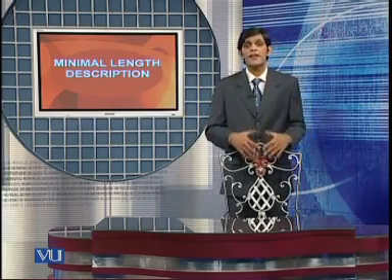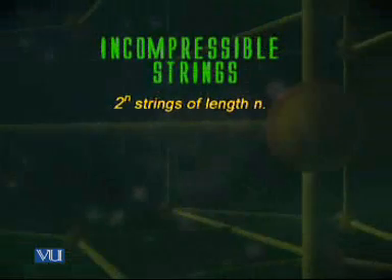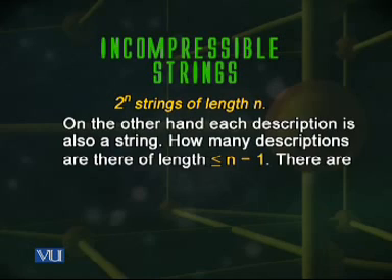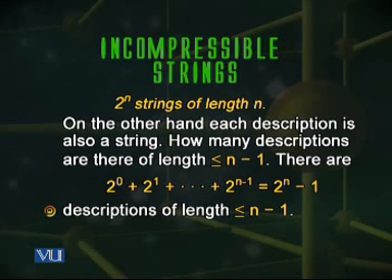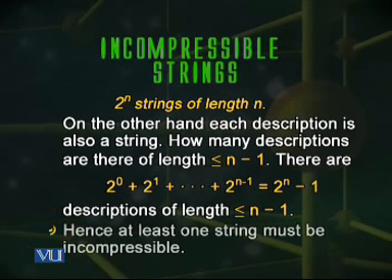The argument is, in general, as follows. We start by counting how many strings of length n there are. There are exactly 2 to the n strings of length n. On the other hand, each description is also a string. So we count how many descriptions there are of length strictly less than n. Well, there are 2 to the 0 plus 2 to the 1 plus 2 to the 2 all the way up to 2 to the n minus 1 strings of length less than or equal to n minus 1.